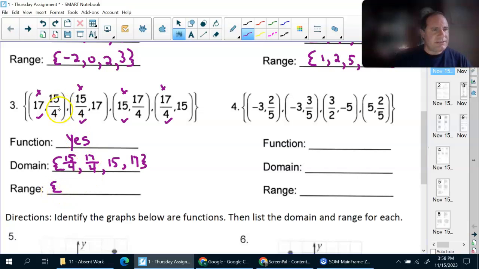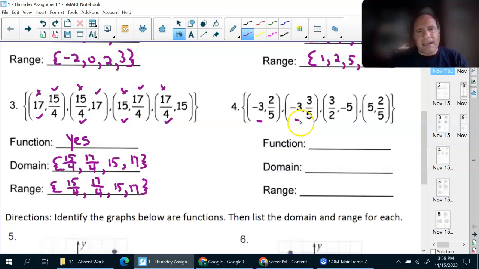The range itself, we're going to list 15 over 4 first because that's the least. We are going to go to 17 over 4 next. That's listing order from least to greatest. We don't have 17. We do have 15, and 17. So it's the same exact thing as the domain.